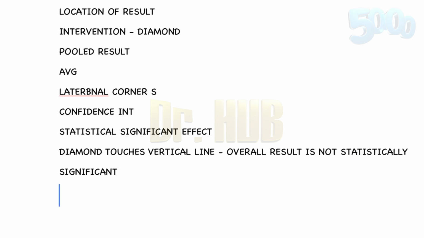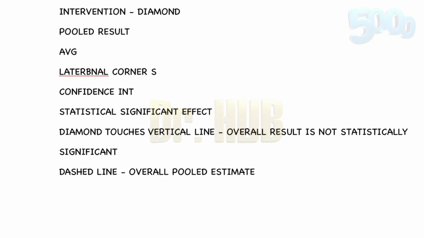Next is the vertical dashed line. The vertical dashed line represents the overall pooled estimate, and it represents the meta-analyzed measure of the effect.